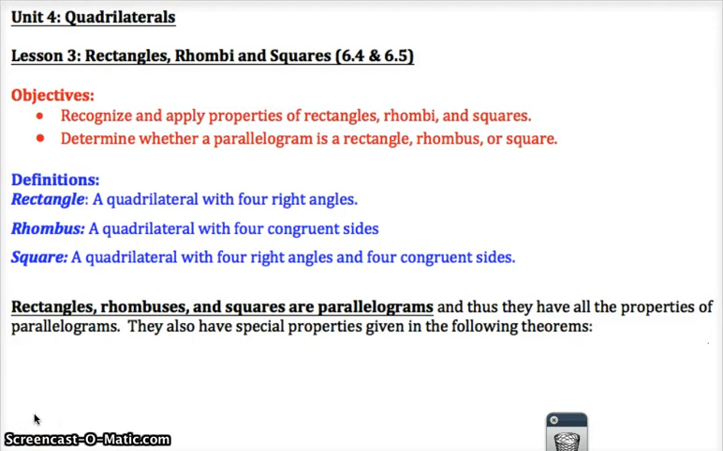All right, lesson 3. Rectangles, rhombuses, and squares. So we've learned about different types of quadrilaterals so far. We're getting a little more specific, a little more special.